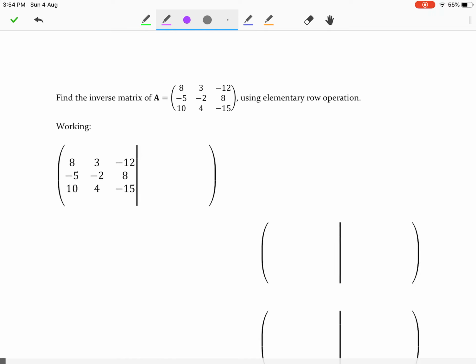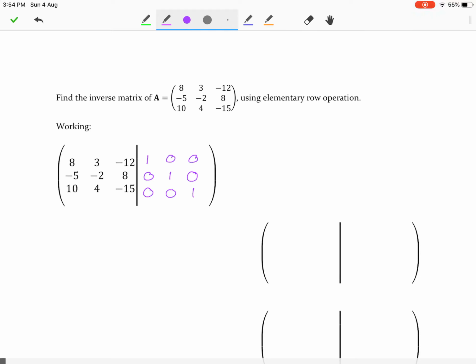So I would like to prepare a video lesson on how to find the inverse of a 3 by 3 matrix using elementary row operations. First step, we write down the matrix in augmented form. So you're going to write down 1 0 0, 0 1 0, 0 0 1. Okay, so what is the aim?